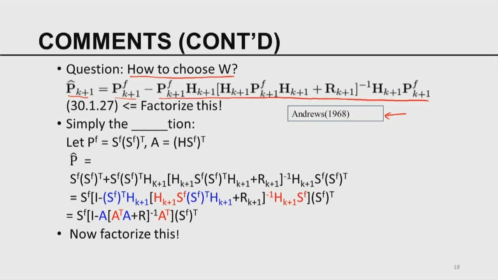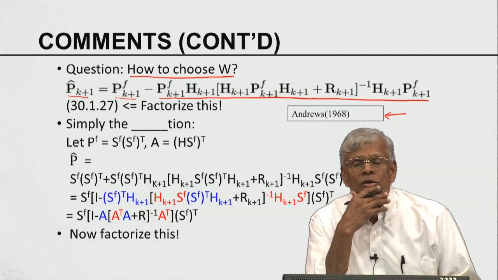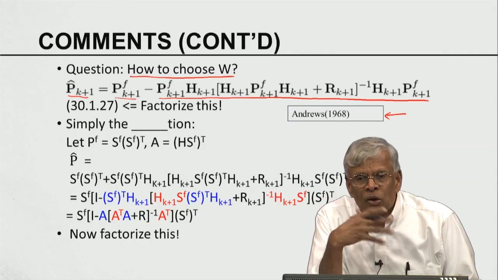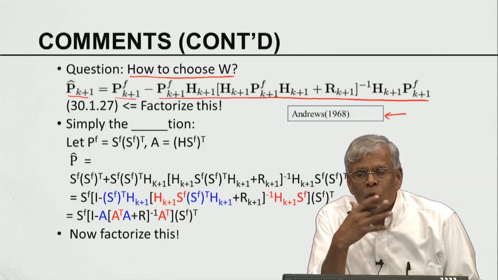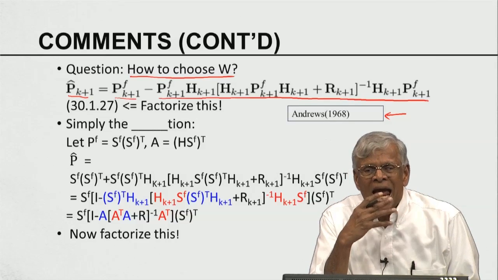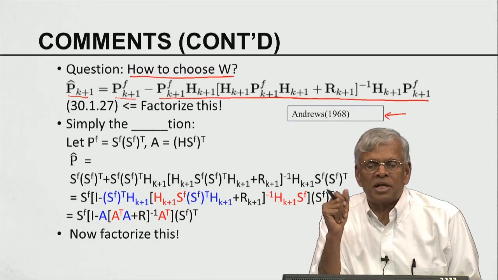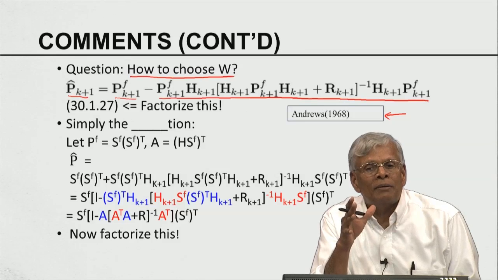So what is the basic idea? I would like to be able to simply factorize. And why do I want to talk about factorization? There is a close connection between covariance square root implementations and reduced rank ensemble implementation. They are very nearly related.